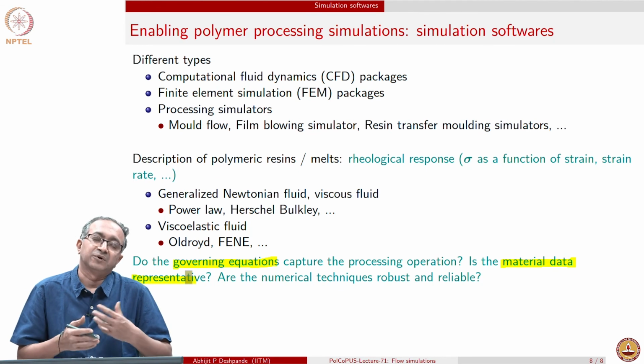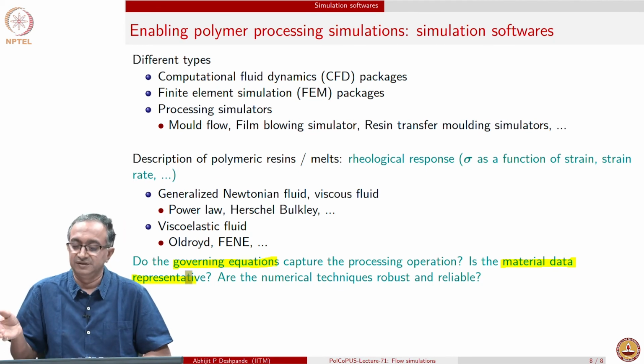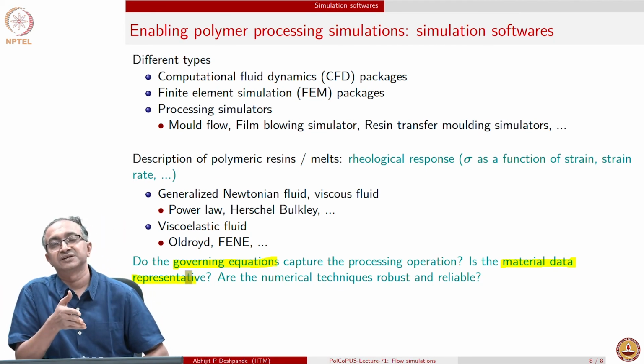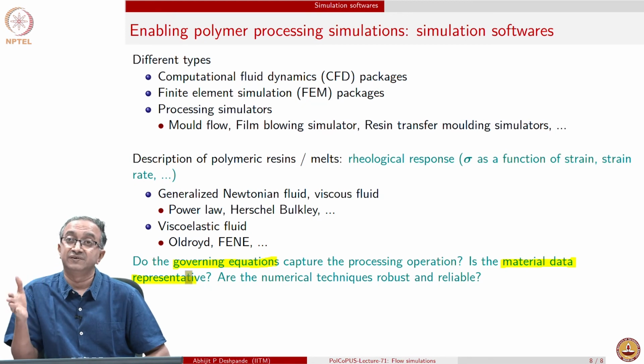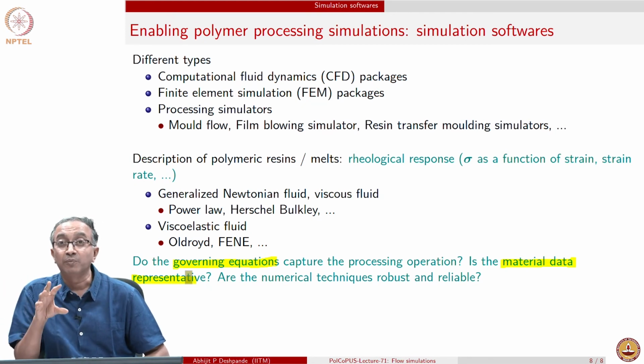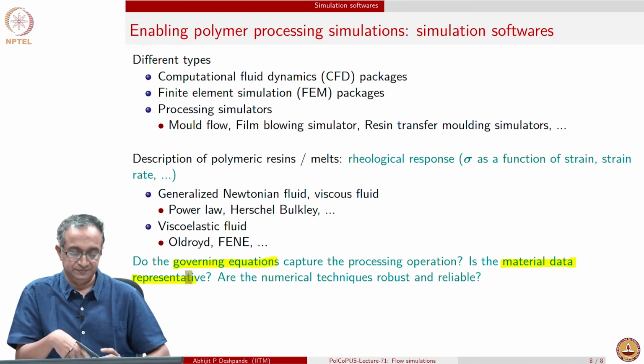Another very important aspect of a successful simulation is having a good set of material data, because a polymer processing operation will use a very different range of shear rates, a very different range of temperatures, and compositions may vary from place to place. So, it is very important for us to have material data which can represent all these variations very nicely.